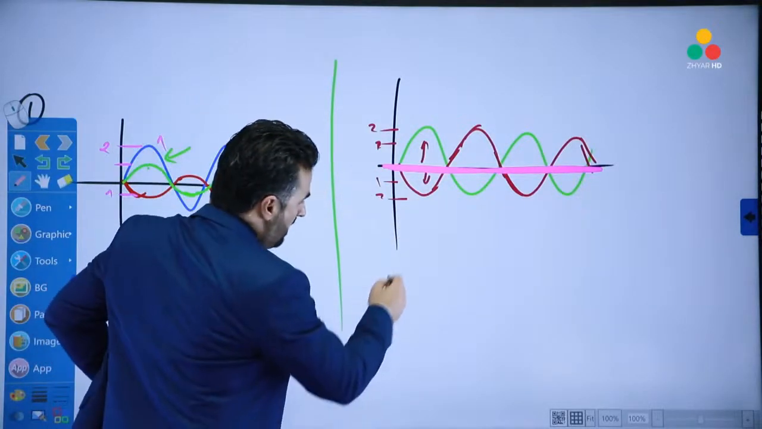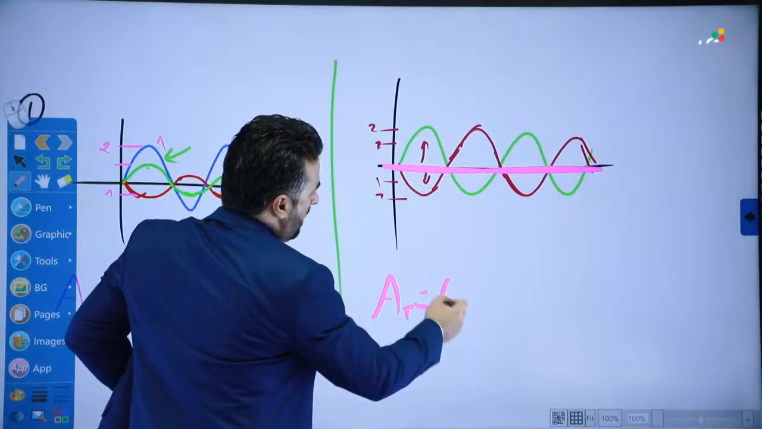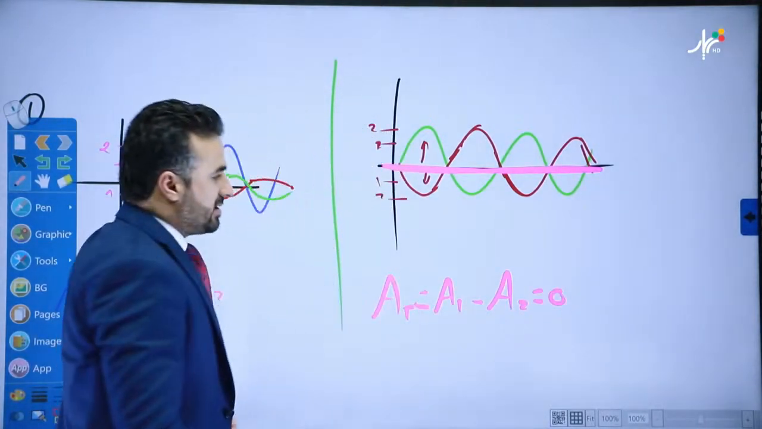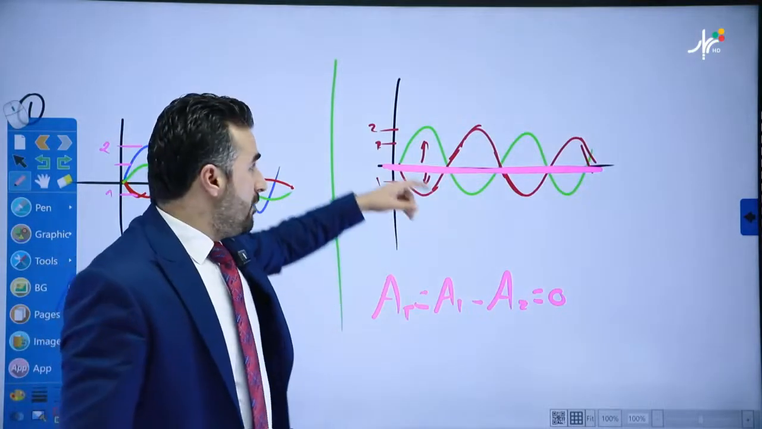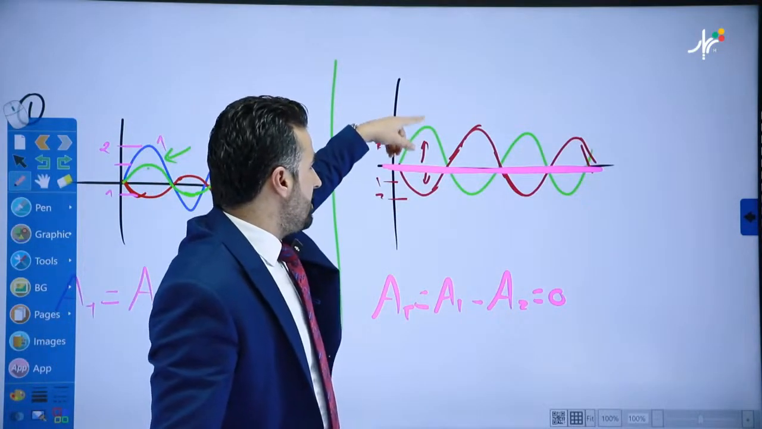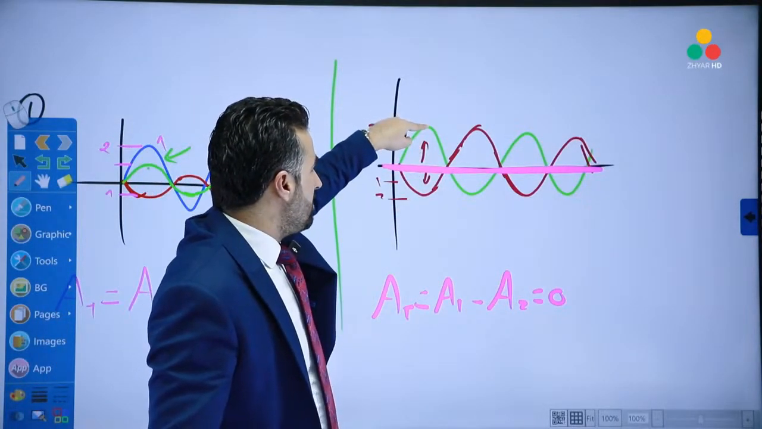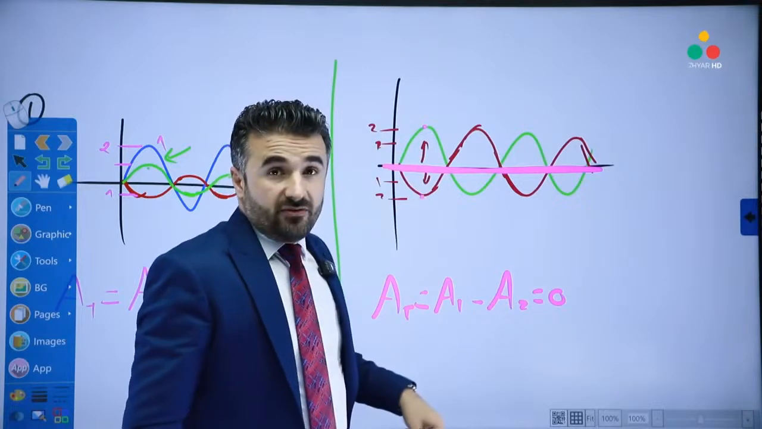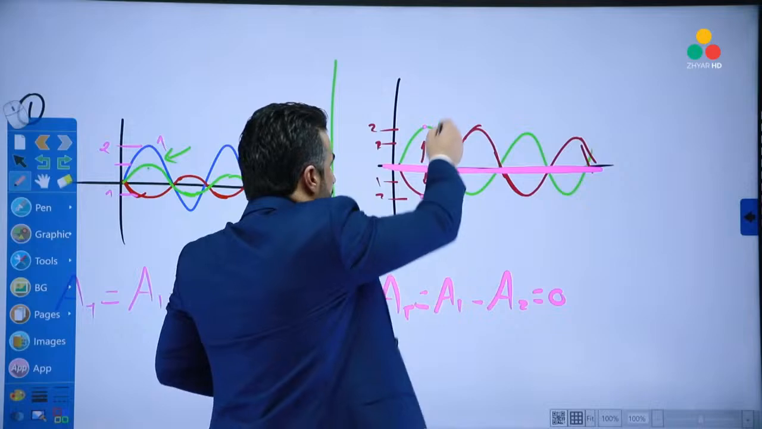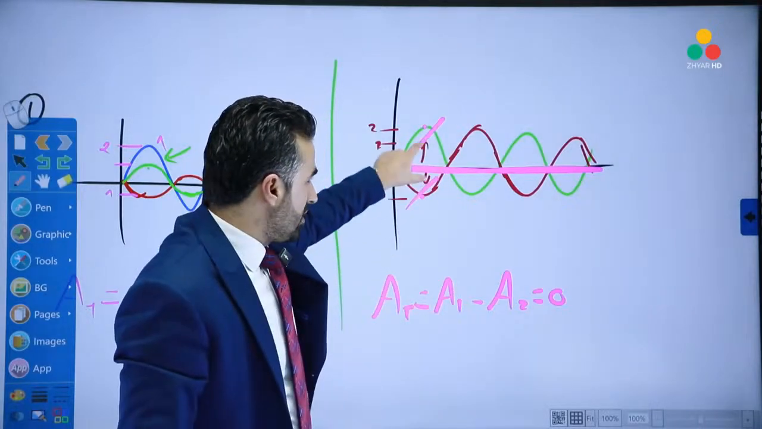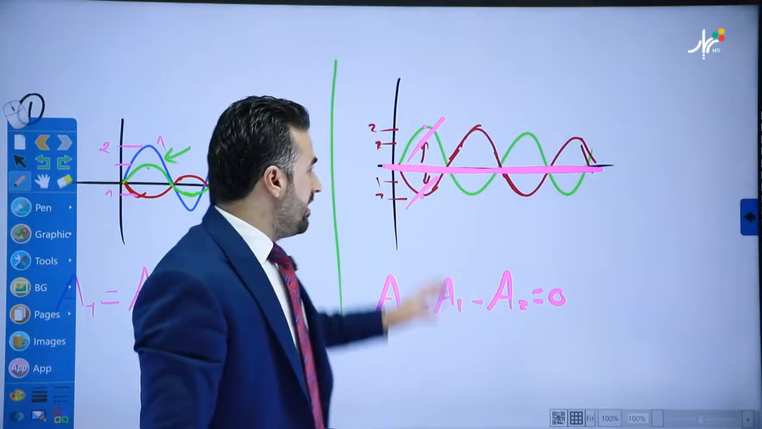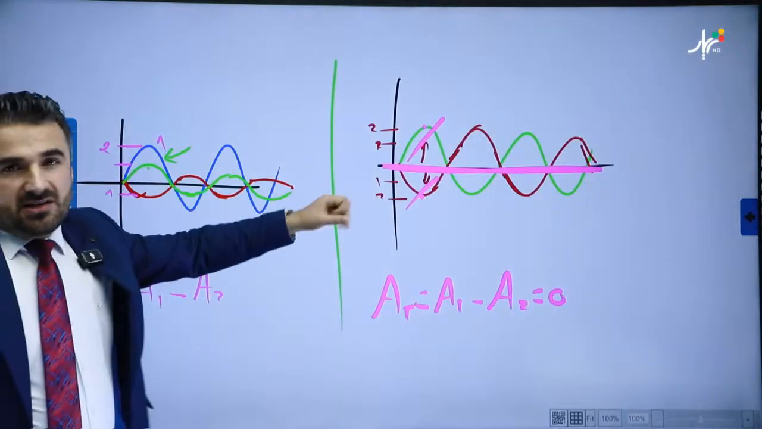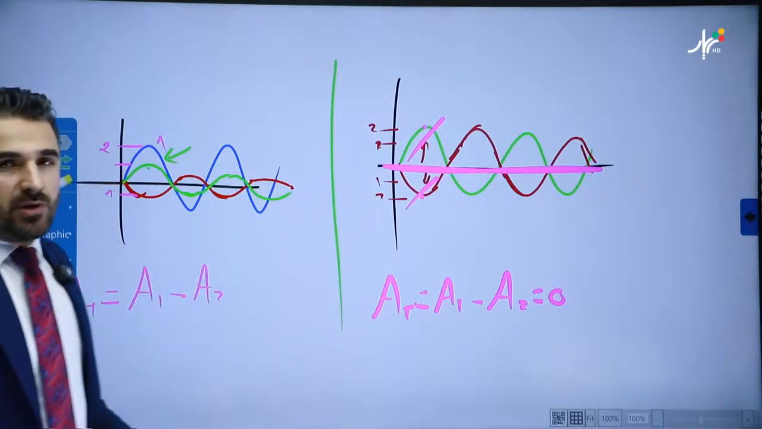So what happens to the resultant amplitude? Amplitude 1 minus amplitude 2 is equal to 0, because they have the same amplitude, but you can see that the crest of this one exactly overlaps with the trough of the other one. So these two completely cancel one another out, and as a result there is no wave left. That is called destructive interference.